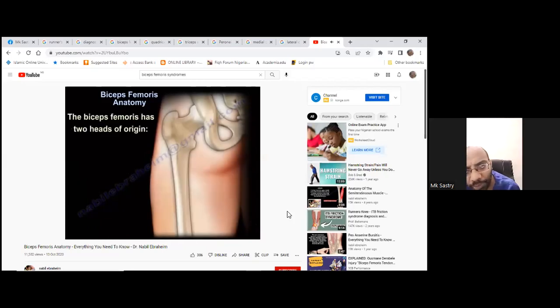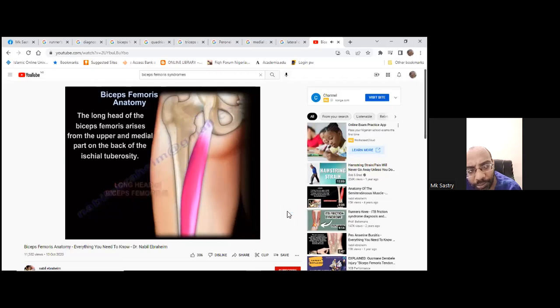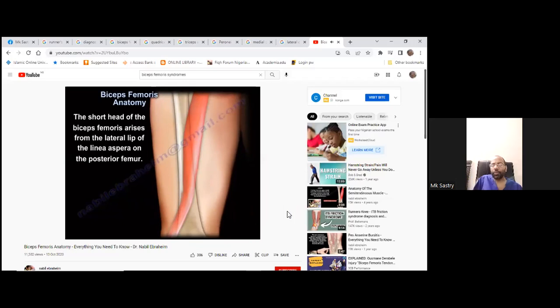The ischial tuberosity is divided by a transverse ridge into an upper quadrangular portion and a lower triangular portion, and each portion is divided into medial and lateral parts. Here you can find the origin of the common tendon between the biceps femoris muscle and the semitendinosus muscle. The biceps femoris has two heads of origin. The long head arises from the upper and medial part on the back of the ischial tuberosity. The short head arises from the lateral lip of the linea aspera on the posterior femur.